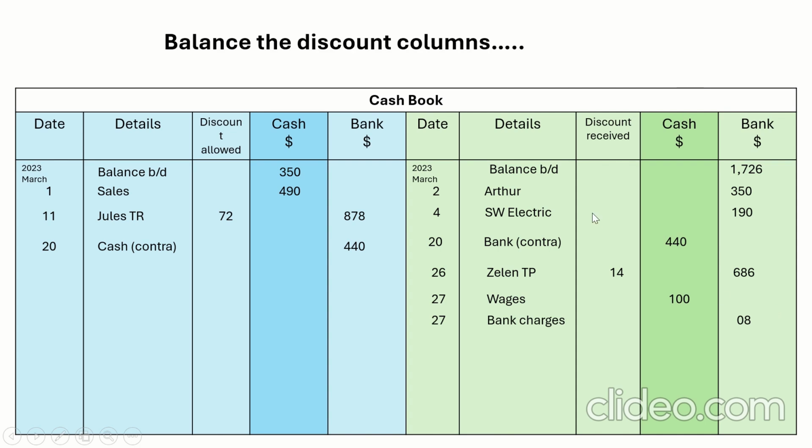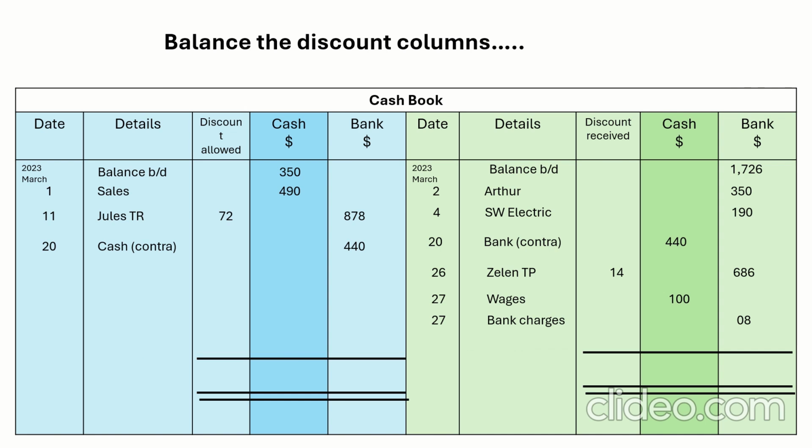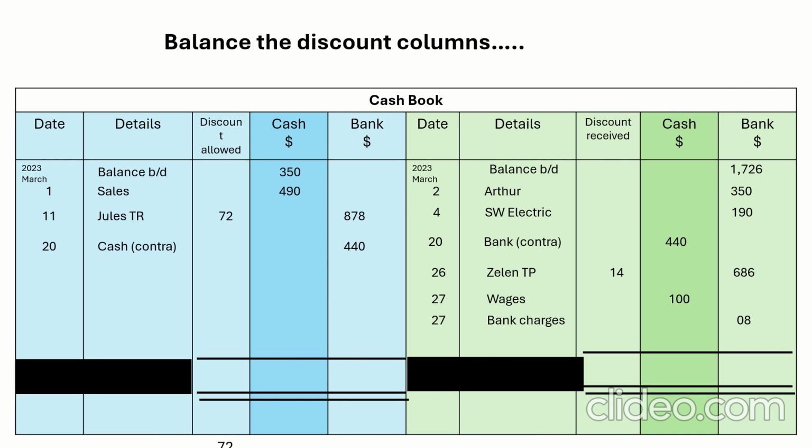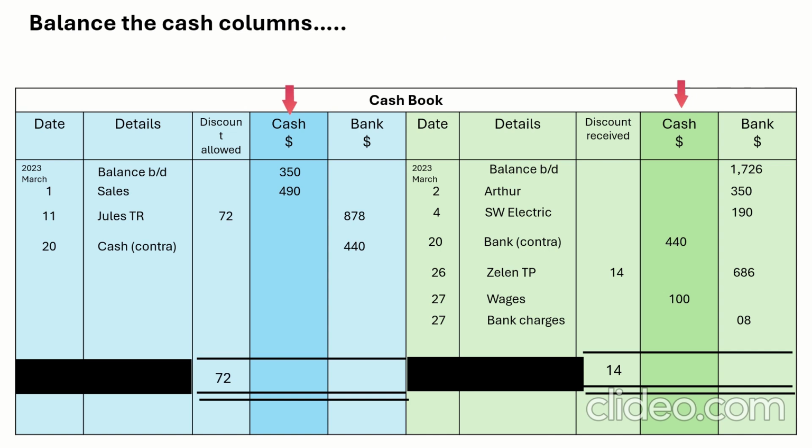Now let's balance the discount columns, which do not carry a carried down or brought down balance at the end while balancing the cash book. As you can see here, we just bring down the total of discount allowed, which is only 72, and discount received of 14. Now let's balance off the cash column. What's the total of the debit side of the cash column and what's the total of the credit side of the cash column? Take a few minutes to calculate the debit and the credit side of the cash column.